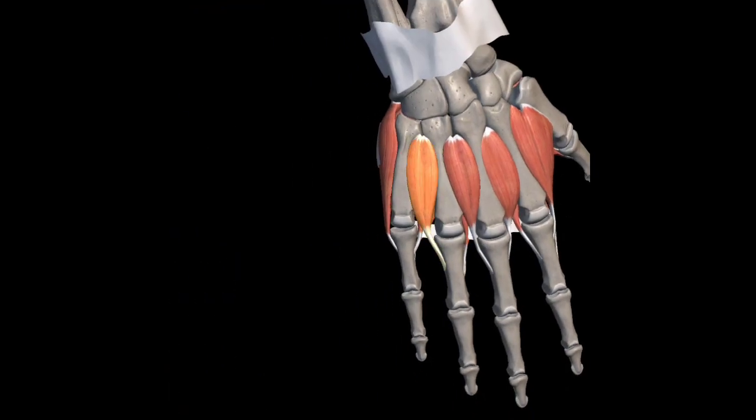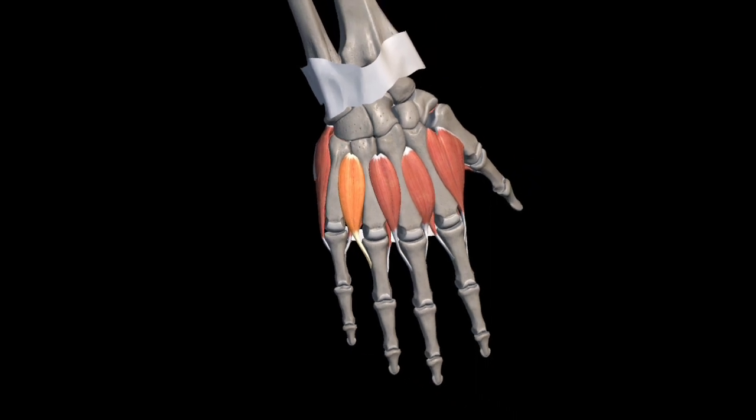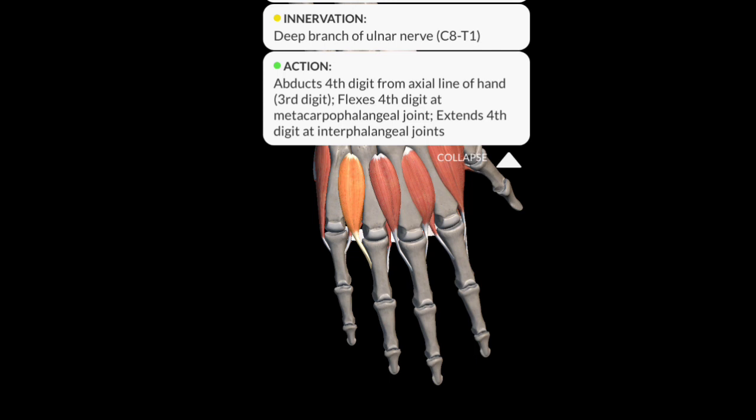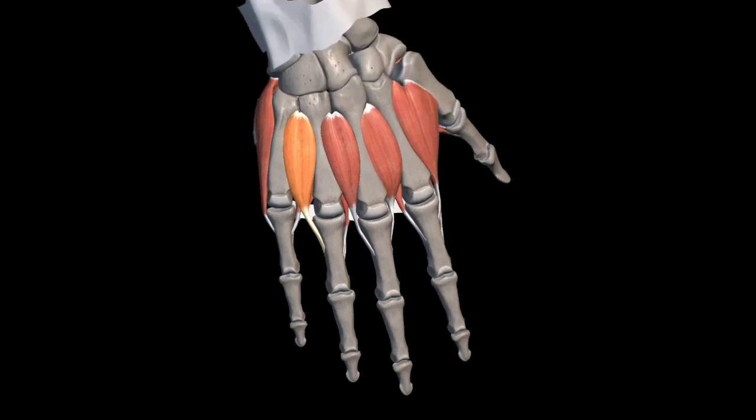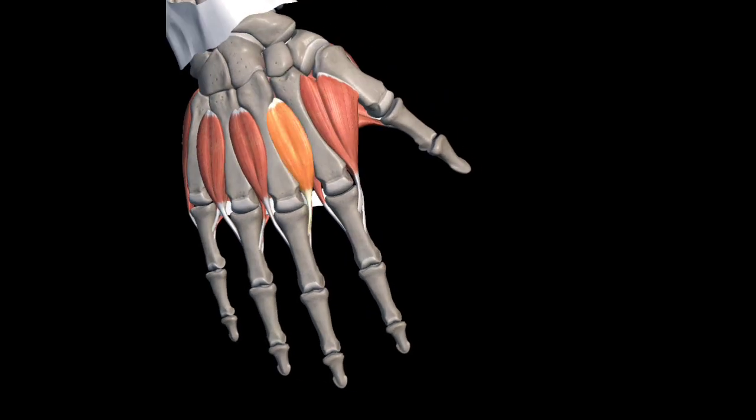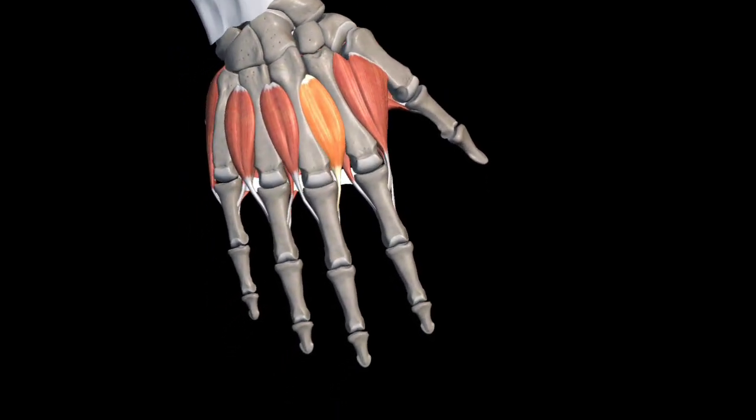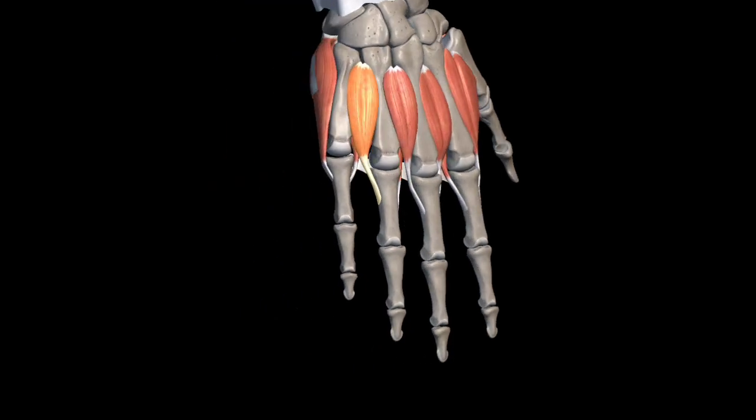You can see here is the interosseous muscle. These are supplied by the deep branch of the ulnar nerve. Okay, most of the muscles are supplied by the ulnar nerve. So this is the first interosseous, this is the second, and this is bipennate. You can see this is bipennate, one pennate moves like this. This is also bipennate. This is also bipennate.